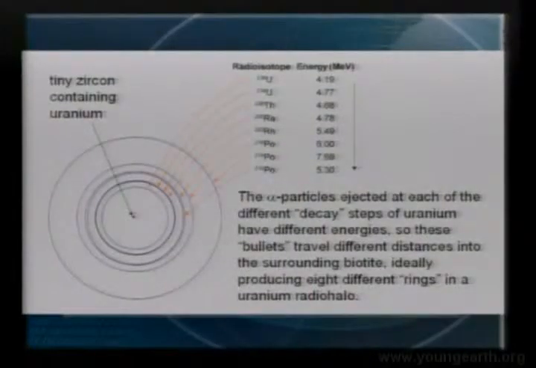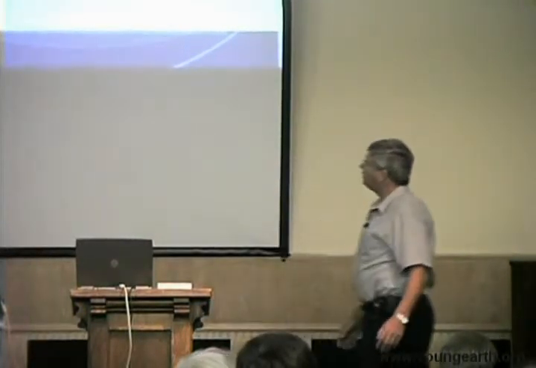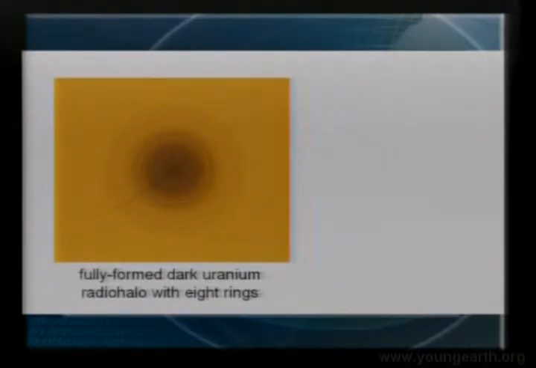So the alpha particles ejected at each of the different decay steps of uranium have different energy, so these bullets travel different distances into the surrounding biotite, ideally producing 8 different rings in what then becomes known as a uranium radiohalo, because the parent of these alpha particles was uranium in that zircon crystal. Okay, I hope you're following me there. And there's a photograph of one of these fully formed dark uranium radiohalos with 8 rings.